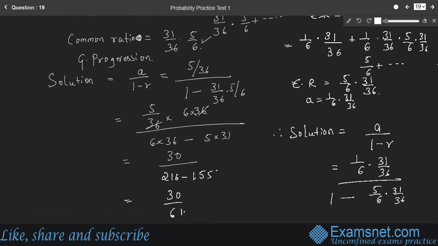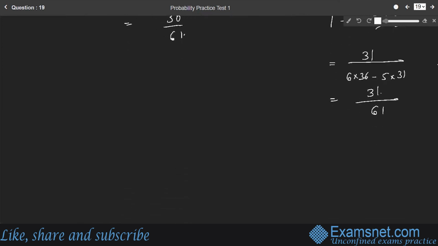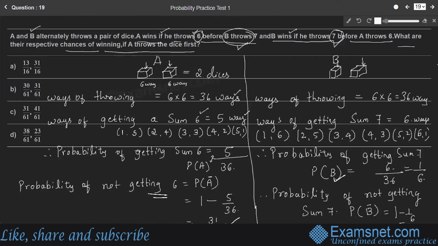So the LCM and denominator of the numerator, so 6 into 36 will get cancelled. So 31 by, in the denominator, the first term becomes 6 into 36 minus 5 into 31, as in the previous case. So this part, 6 into 36 minus 5 into 31, is 61. So we have 61 in the denominator and in the numerator we have 31. Therefore, the required probability is 31 by 61. So that means chances of winning B.